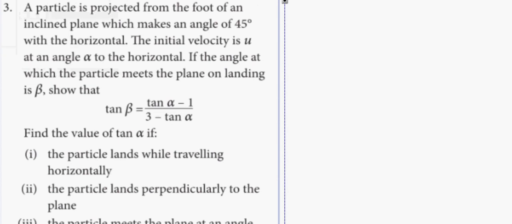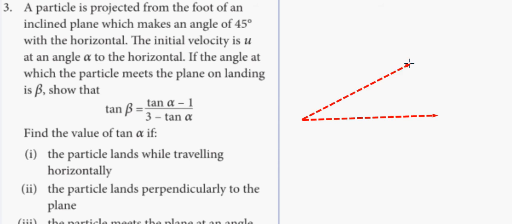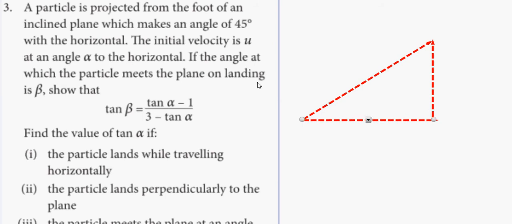A projectile is projected from the foot of an inclined plane, which makes an angle of 45 degrees to the horizontal. It's projected from the foot, which means you're going uphill. Everybody on board so far? Okay. 45 degrees, yeah? Initial velocity is u at an angle alpha to the horizontal. So what does that mean? What's the throwing angle? There you go. Everybody caught that? Okay.